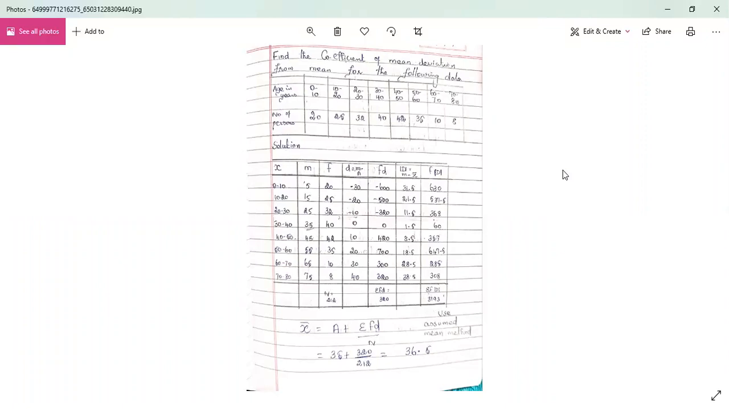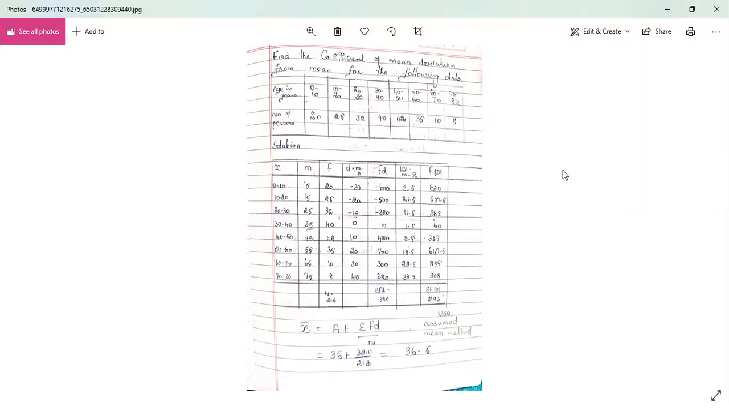Now calculate D, that is M minus A. M is midpoint, A is assumed mean. 5 minus 35, D is minus 30. 15 minus 35, D is minus 20. 25 minus 35, D is minus 10. 35 minus 35, D is 0. 45 minus 35, D is 10. 55 minus 35, D is 20. 65 minus 35, D is 30. 75 minus 35, D is 40.